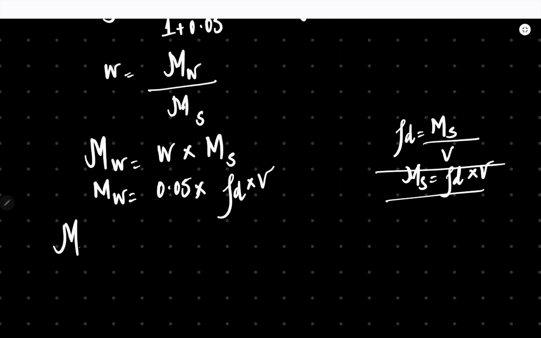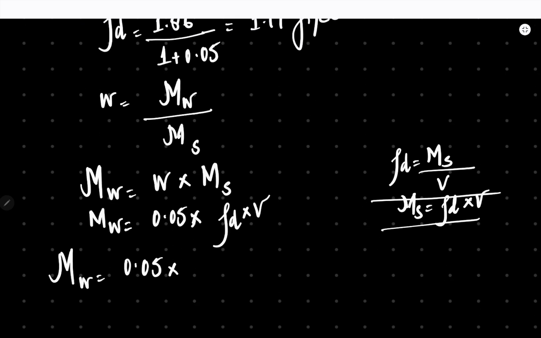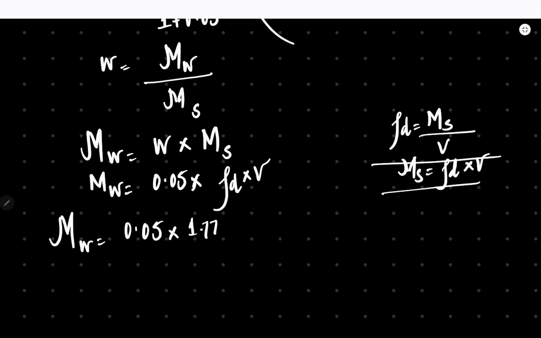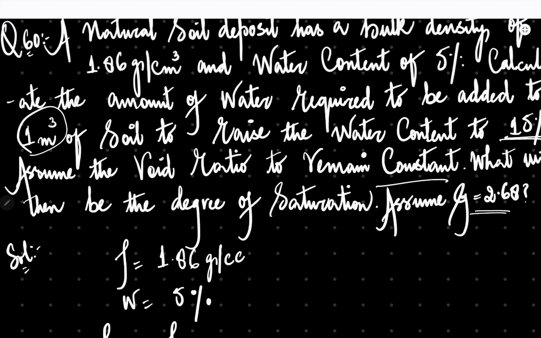Now mass of water is 0.05 into dry density. That I calculated was how much? 1.77 grams per cc. So I write 1.77 grams per cc multiplied by volume. See, we have been given in the question, all I am doing is calculating the amount of water that is required for 1 cubic meter of this soil to raise its water content from 5% to 15%. So volume is 1 cubic meter. I have to see how much water I need to add to 1 cubic meter of this soil so that its water content will rise from 5% to 15%.